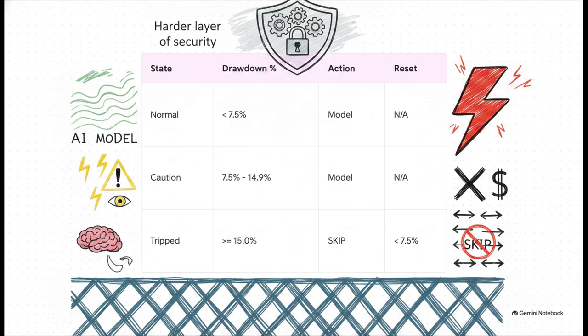The risk manager completely cuts off the AI's ability to risk any capital, forcing a skip action on every single round. It absolutely will not allow the AI to bet again until the system's rolling volatility naturally cools off and recovers back below 7.5%. It is basically an unyielding mathematical safety net.